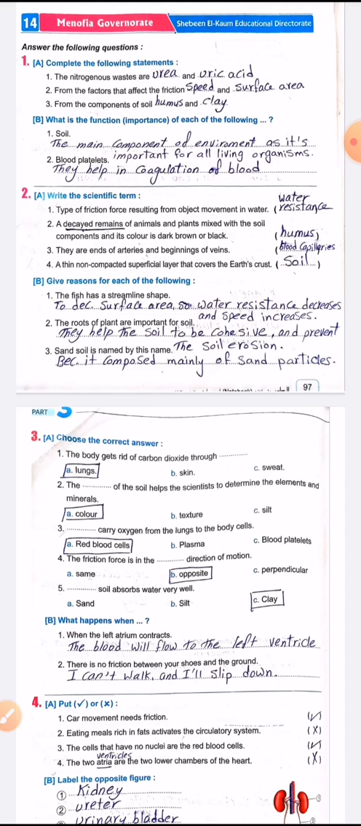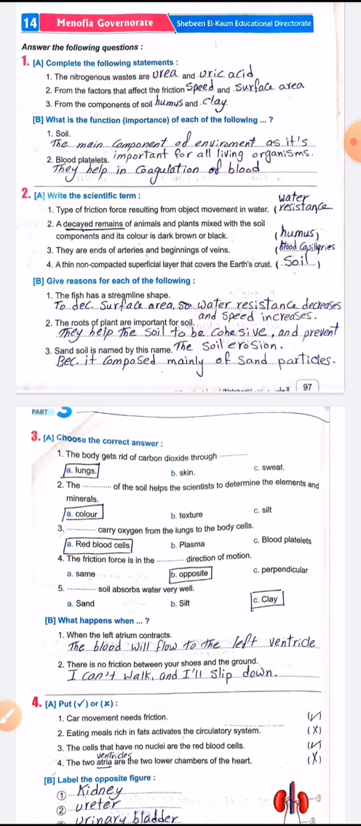B. Give reasons for each of the following. Number 1. The fish has a streamlined shape. Streamlined shape to decrease surface area, to decrease water resistance, and the speed will increase. Number 2, the roots of plant are important for the soil because they help in the soil to be cohesive, prevent soil erosion, and they add nutrients to the soil.